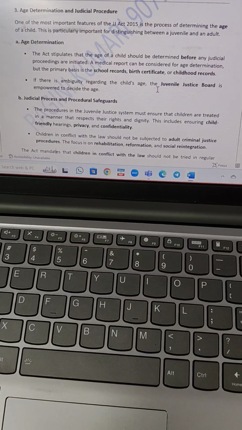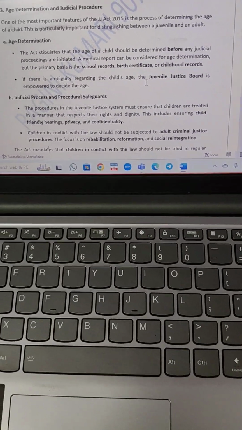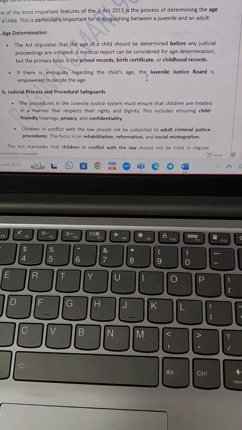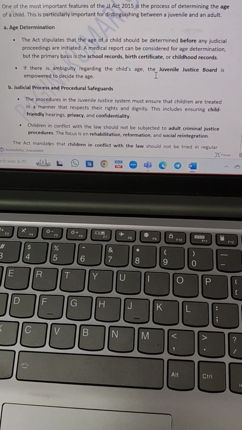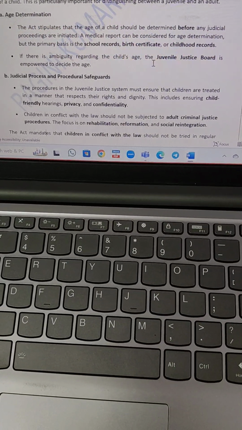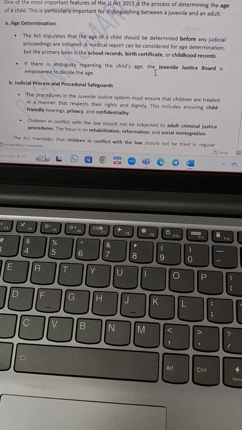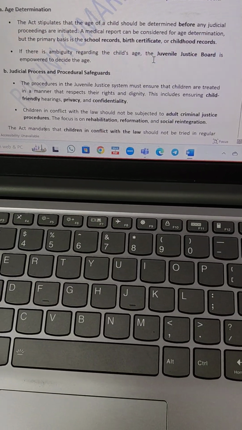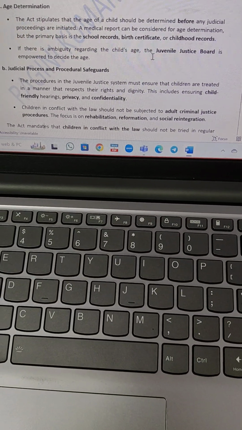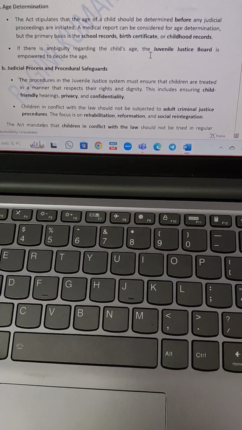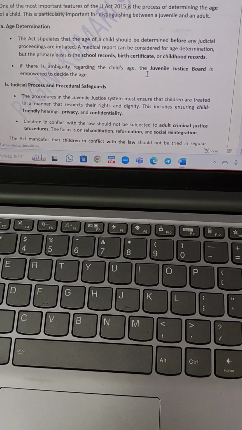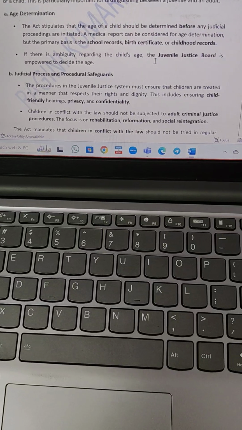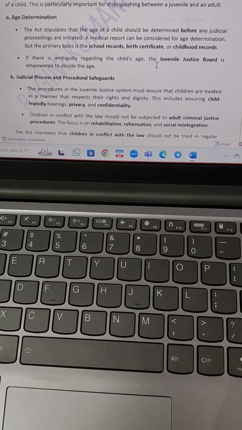If the accused person is a child, in that case how will you prove his age? Either through school record, birth certificate, or any childhood record. And if there is ambiguity regarding the child's age, then the Juvenile Justice Board is empowered to decide the age. Okay, so the JJ Board, that is the Juvenile Justice Board, will decide the age of the person or the child.